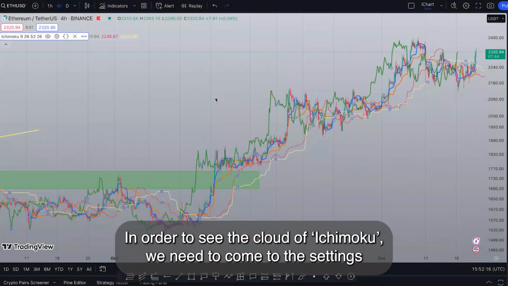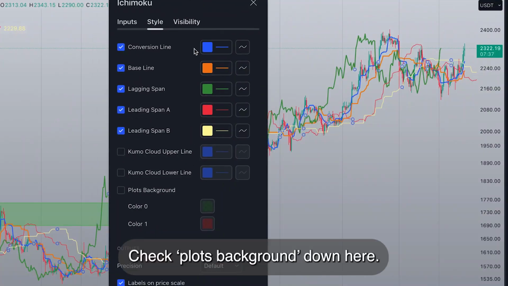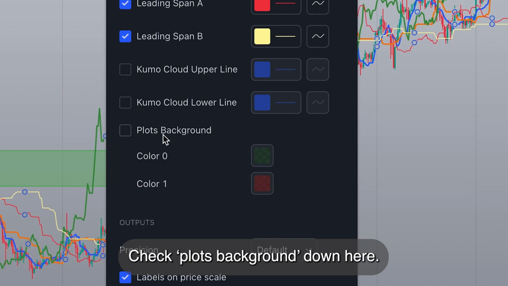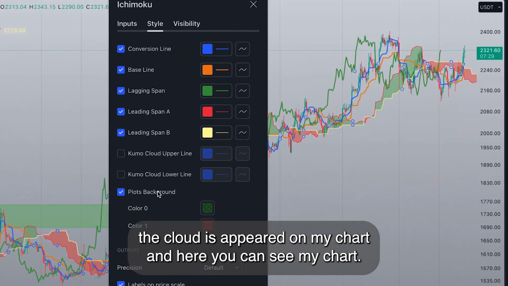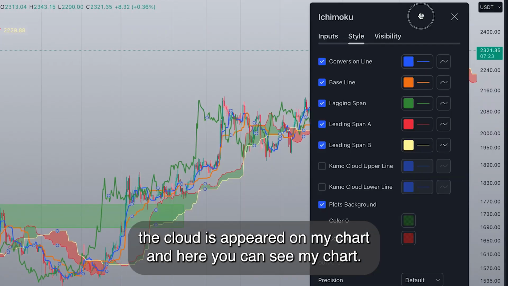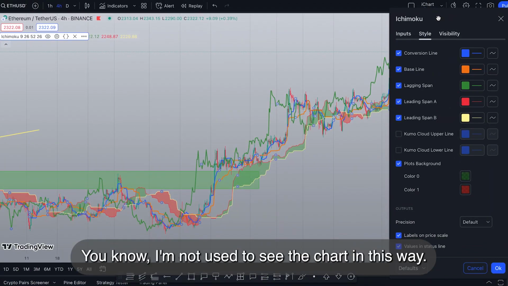In order to see the cloud of Ichimoku, we need to come to the settings of this indicator and check plots background down here. Once I check this option, you can see that the cloud has appeared on my chart. And here you can see my chart actually, and it's really untidy.